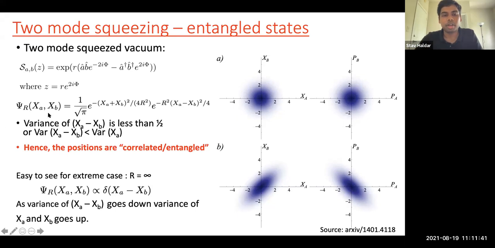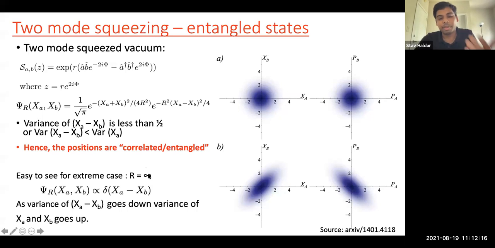You can write these states in the position basis like this, and when you squeeze one of the quadratures, this xa minus xb square, you see that the variance in xa minus xb actually falls below half. That is an indication of an entangled state, that xa and xb, the positions of the two states, are correlated, or they are entangled.